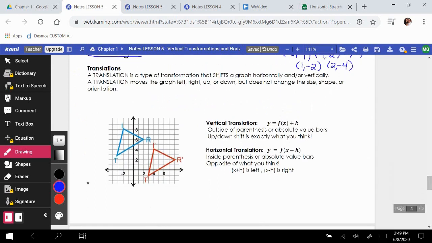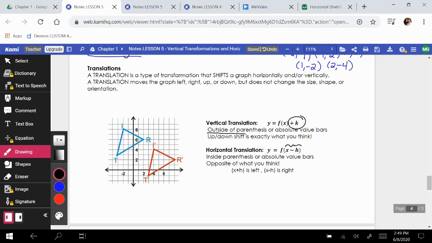Translation is another type of transformation, but this time it's shifting a graph horizontally and/or vertically. It moves the graph left, right, up, or down, but does not change the size, shape, or orientation. Okay, so we talked about how vertical translations have a plus or minus k value on the end, whereas horizontal translation is going to be inside the parentheses.